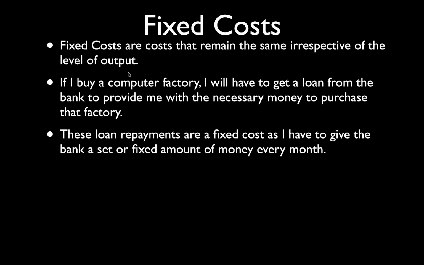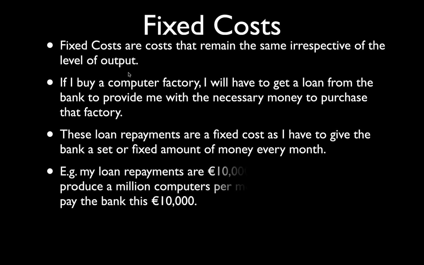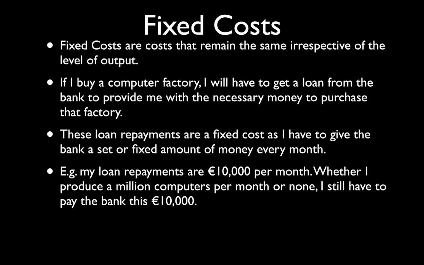It is only changes in output that will cause a change in cost. If they don't cause a change in fixed costs, it's a fixed cost. Okay, so it's if a change in output does not cause a change in the cost, it's a fixed cost. So my loan repayments are 10,000 per month. Whether I produce 1,000,000 computers per month or none, I still have to pay the bank this €10,000.